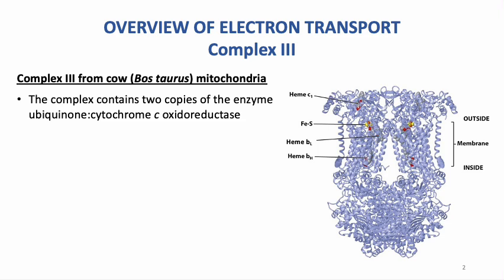As you see in this figure, complex 3 contains 2 copies of the enzyme, and each copy contains electron carriers. It contains 2 of the cytochromes of the B type, what we call BL and BH. I explained what we mean by BL and BH earlier. There is an iron sulfur cluster involved in a protein called the Rieske iron sulfur protein, named after the one who discovered this protein, and there is cytochrome C1.